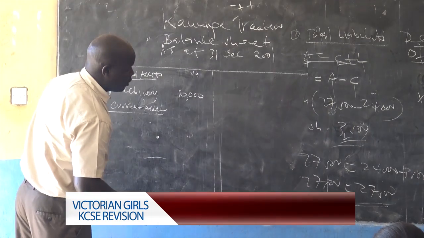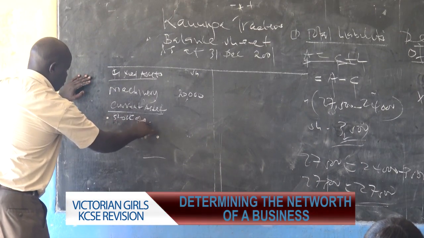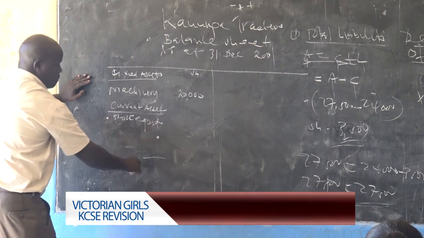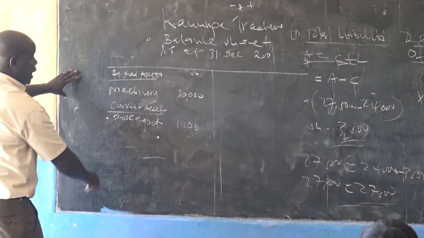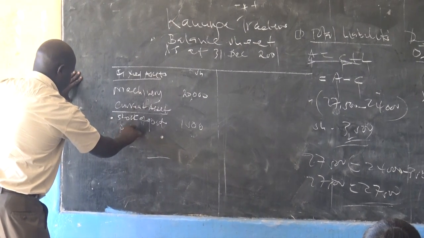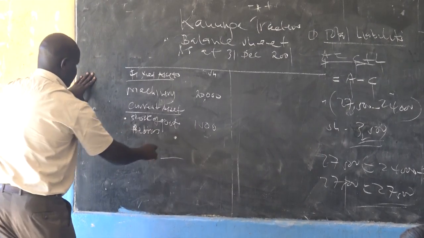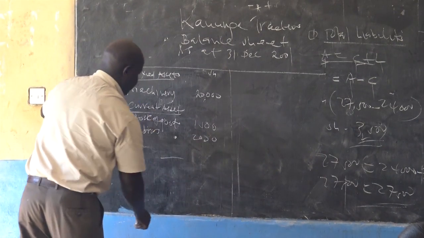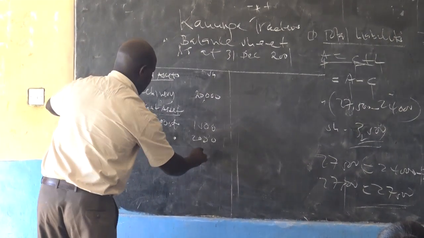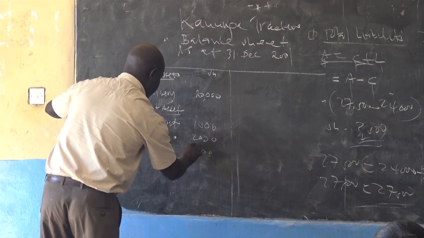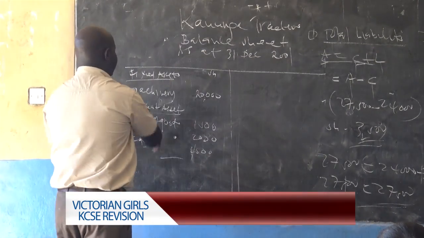So current assets, what do you start with? Very good. Stock of goods. How much? It is 1,500. Then you come to the debtors. How much? 2,000. Then you come to cash. How much? 1,000. Total 4,000.